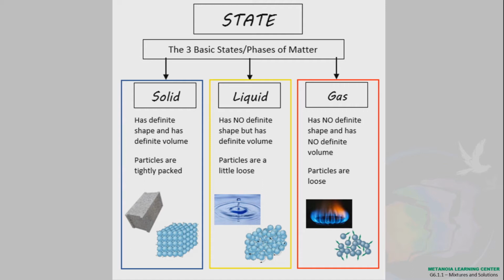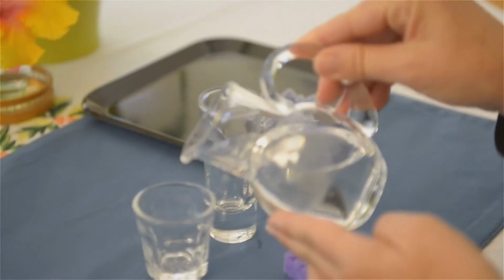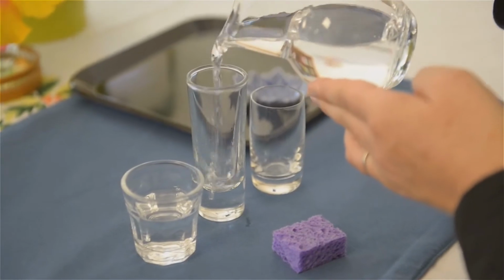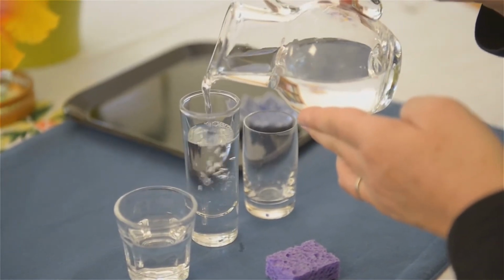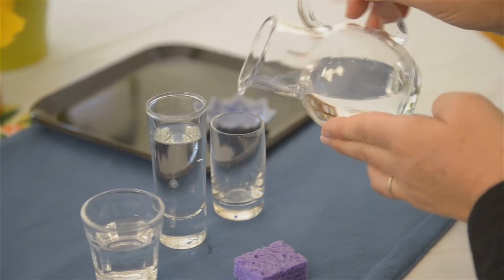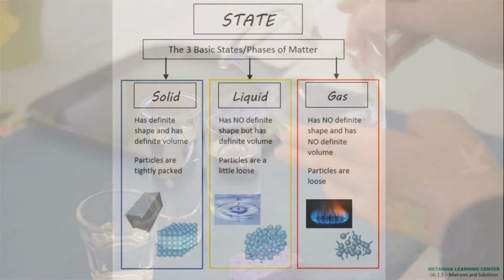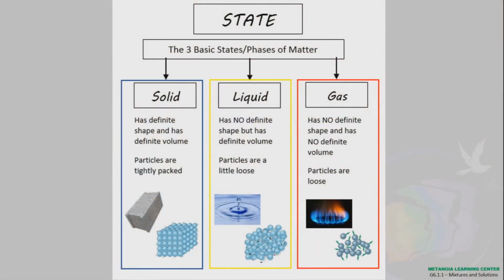For liquid, liquid has no definite shape but has definite volume. In other words, if you are going to transfer water from a certain container to a different type of container, especially with a different shape, basically, that liquid will take the space of the container and still has the same amount of volume. For gas, gas has no definite shape and has no definite volume, which means that you can never determine the amount of gas that you have in a certain container or in a certain area.